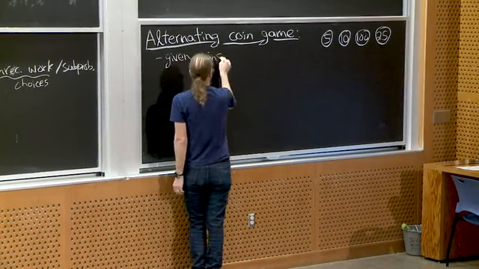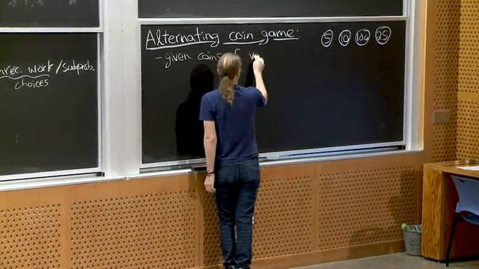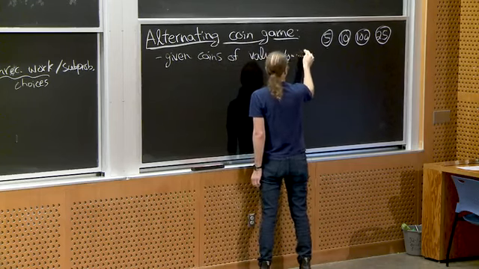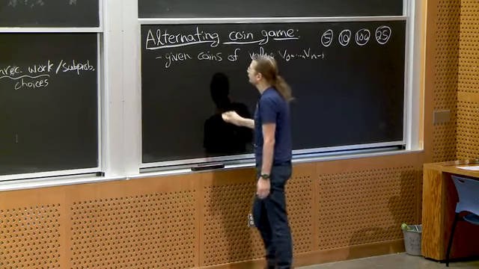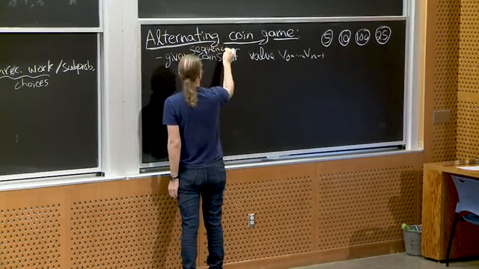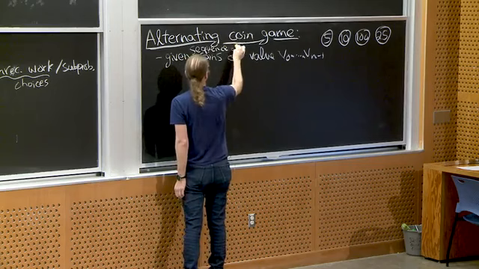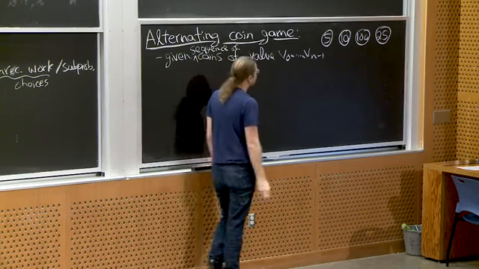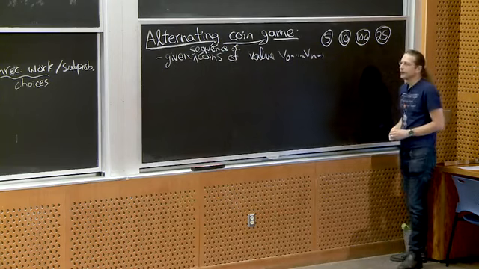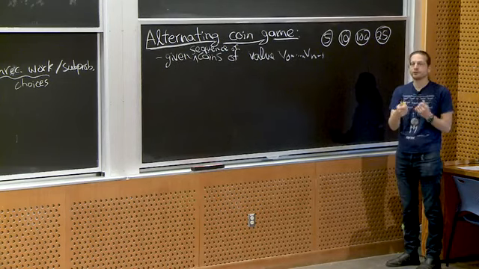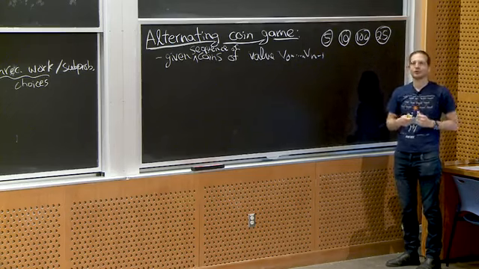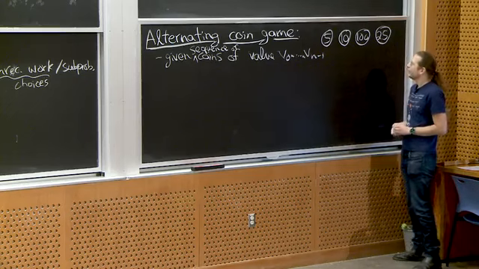coins of value v0 to vn minus 1. So it's a sequence. They're given in order, in some order. For example, 5, 10, 25, 100, not necessarily sorted order. And the rules of the game are we're going to take turns. I'm going to take turns with you. I'm going to use I and you to refer to the 2 players.